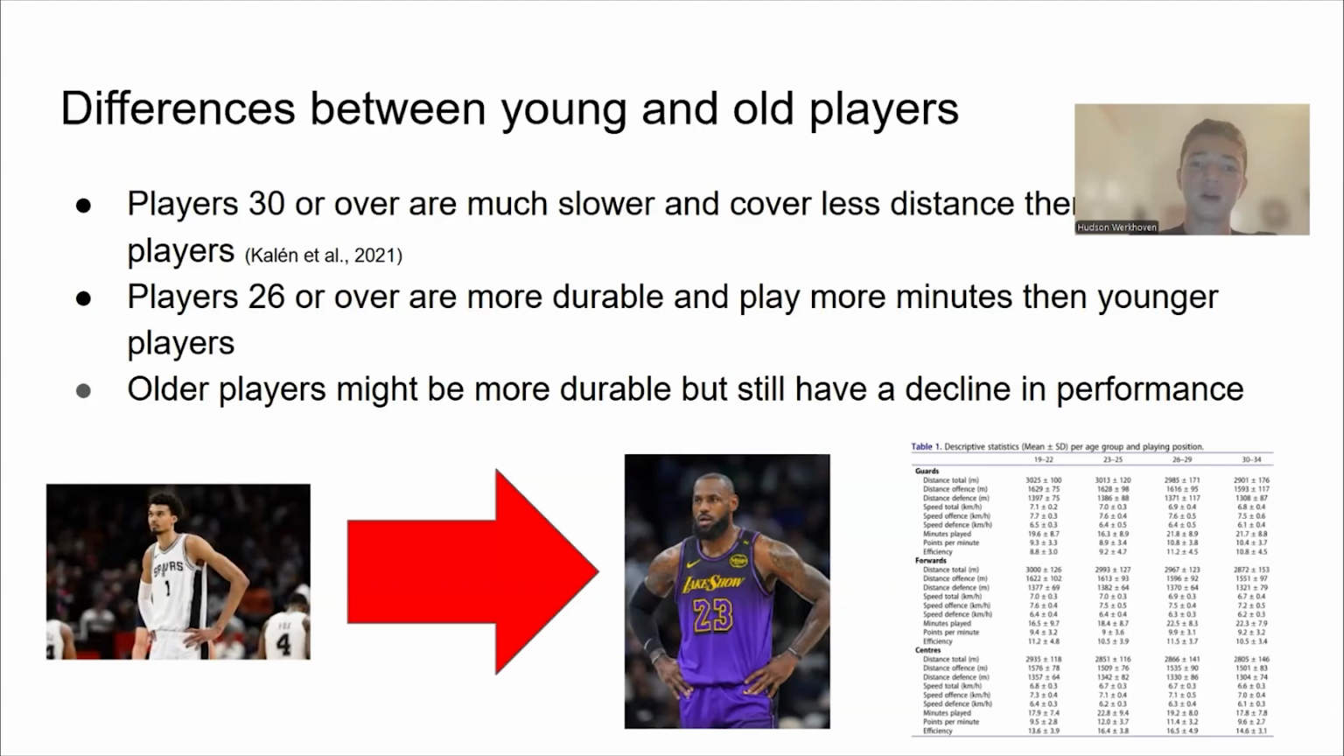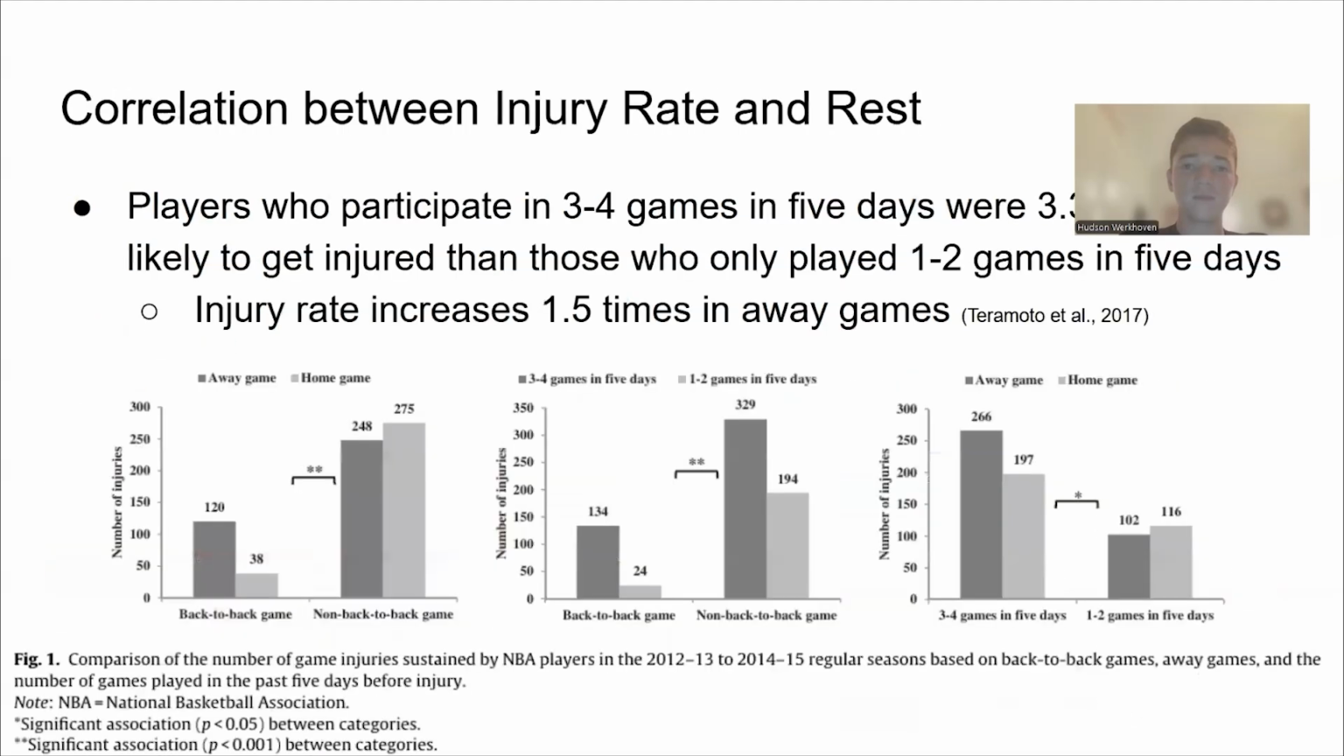As seen in Table 1, guards that are 19 to 22 travel a total of 3,025 meters a game on average, while guards 30 to 34 travel an average of 2,901 meters a game. Also, guards who are 19 to 22 only play an average of 19.6 minutes per game, while guards who are 30 to 34 play an average of 21.7 minutes per game.